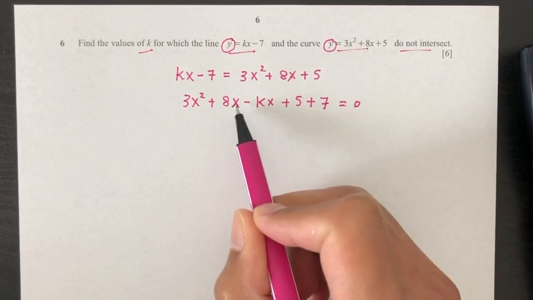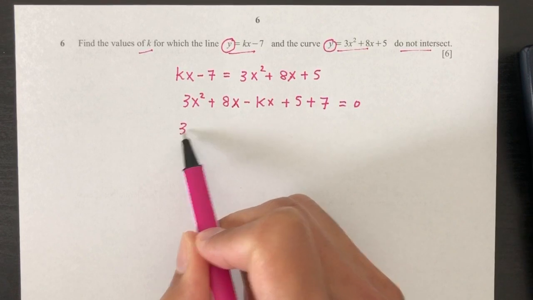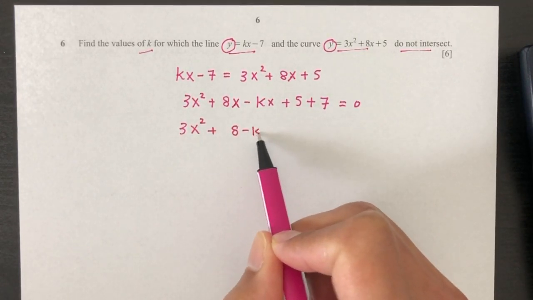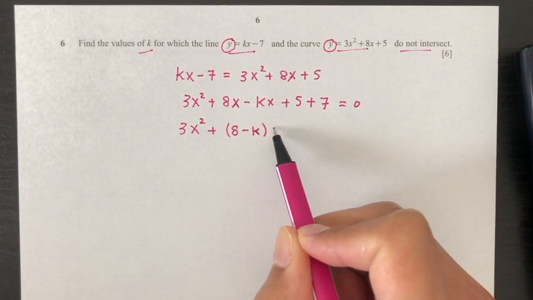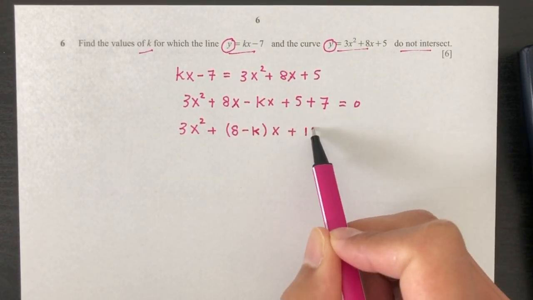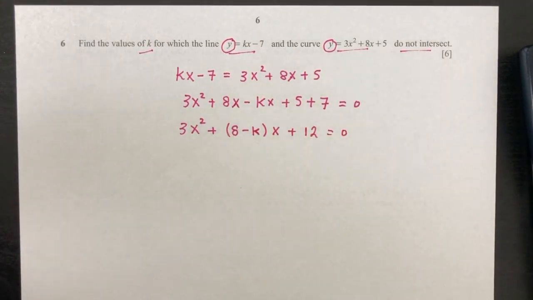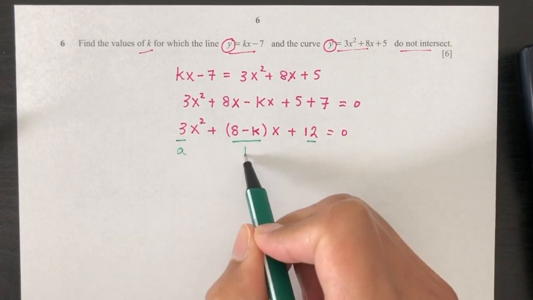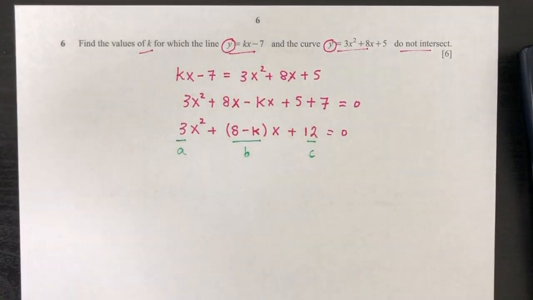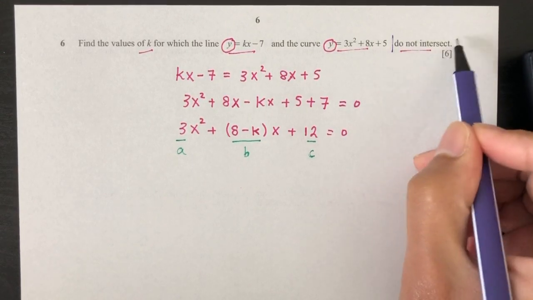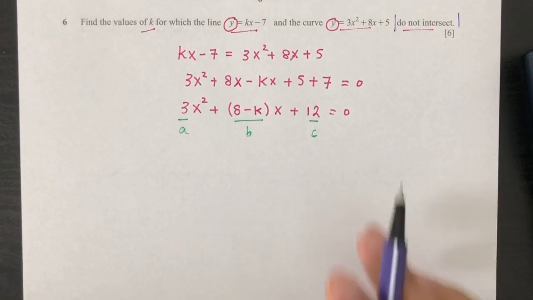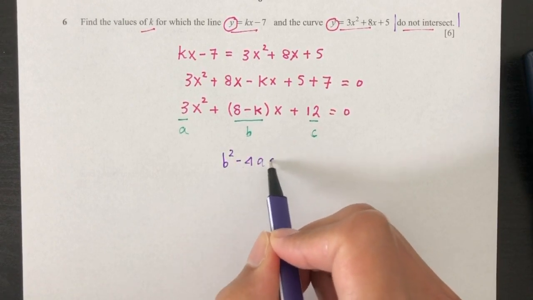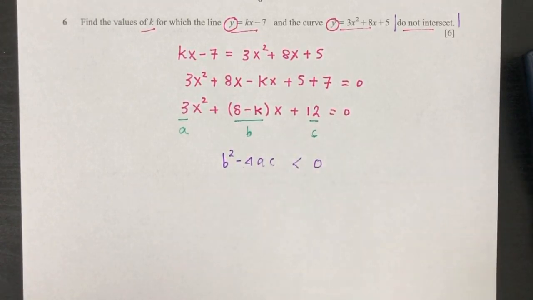Now, as you can see, we have x and x. We can factorize that. So you will have 3x squared plus, we have 8 minus k, times x, and plus this will be 12. So if you observe, here we have a, this is b, and this is c. A, b, and c. So now we have to use this part of the question. It says do not intersect. It means that if it does not intersect, b squared minus 4ac has to be less than 0.